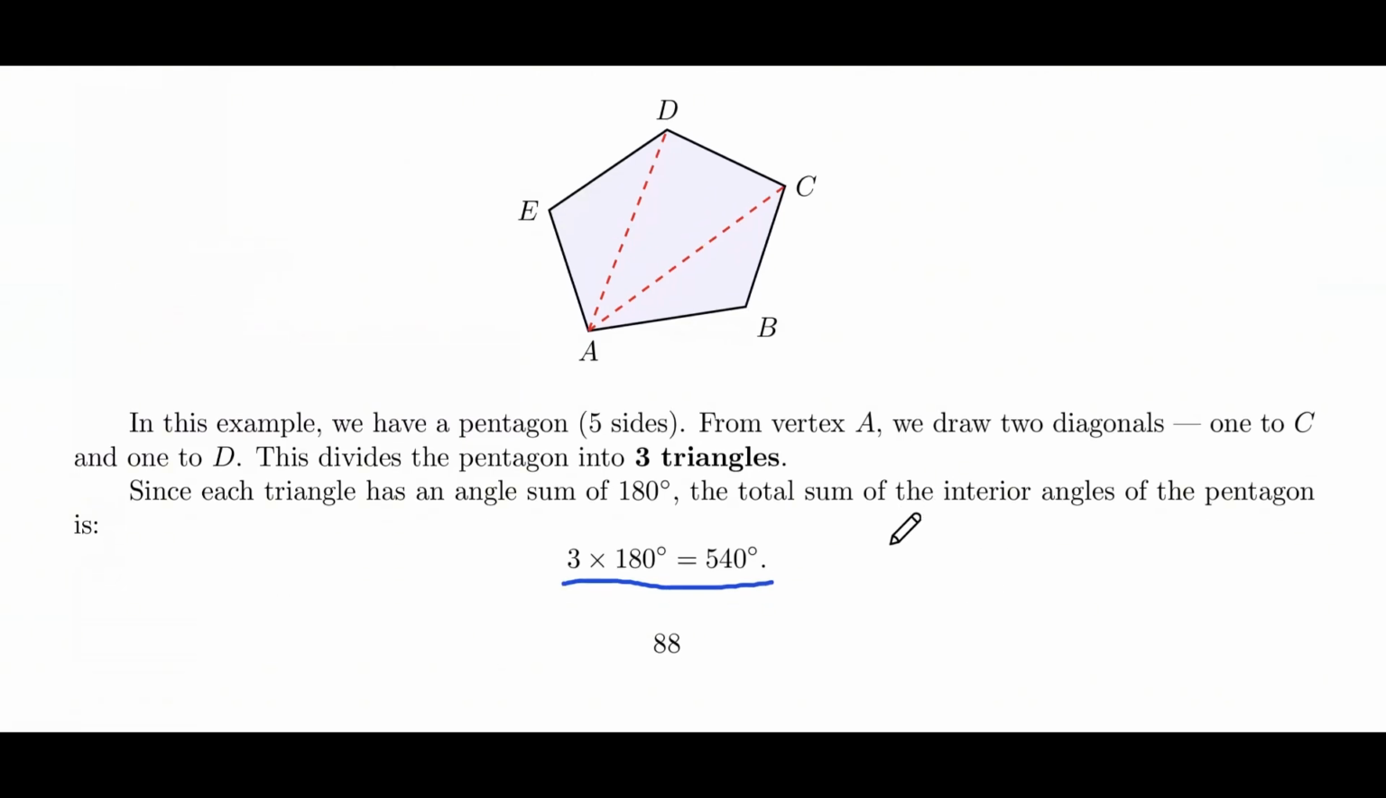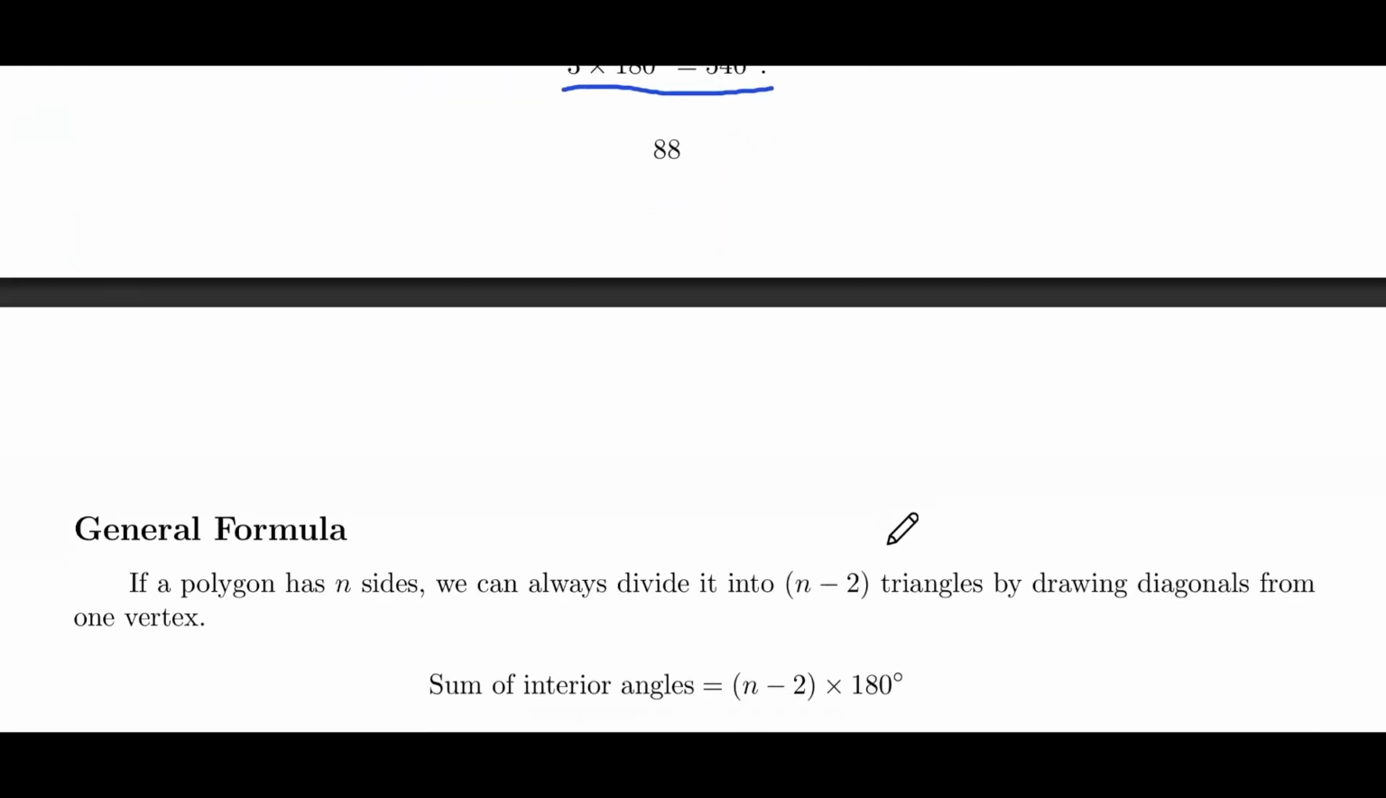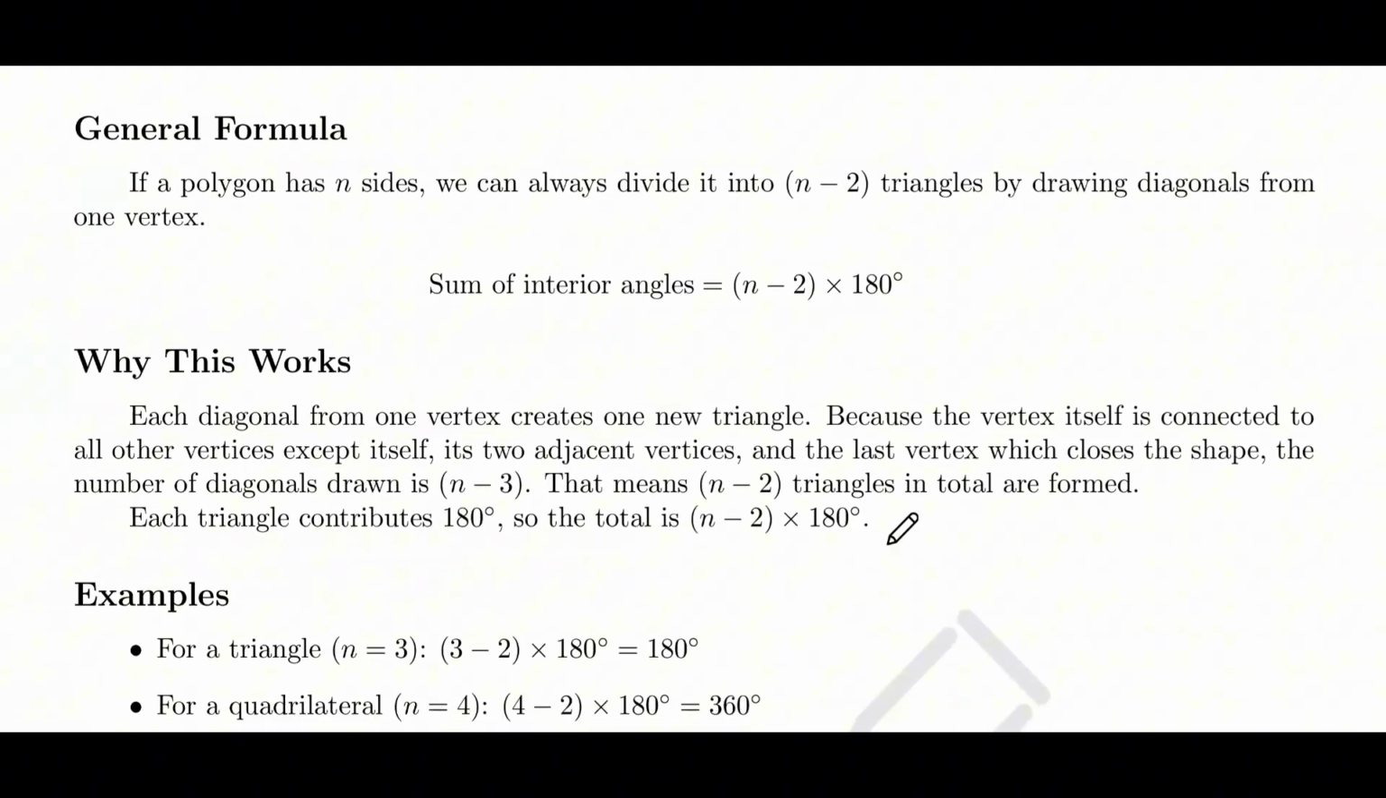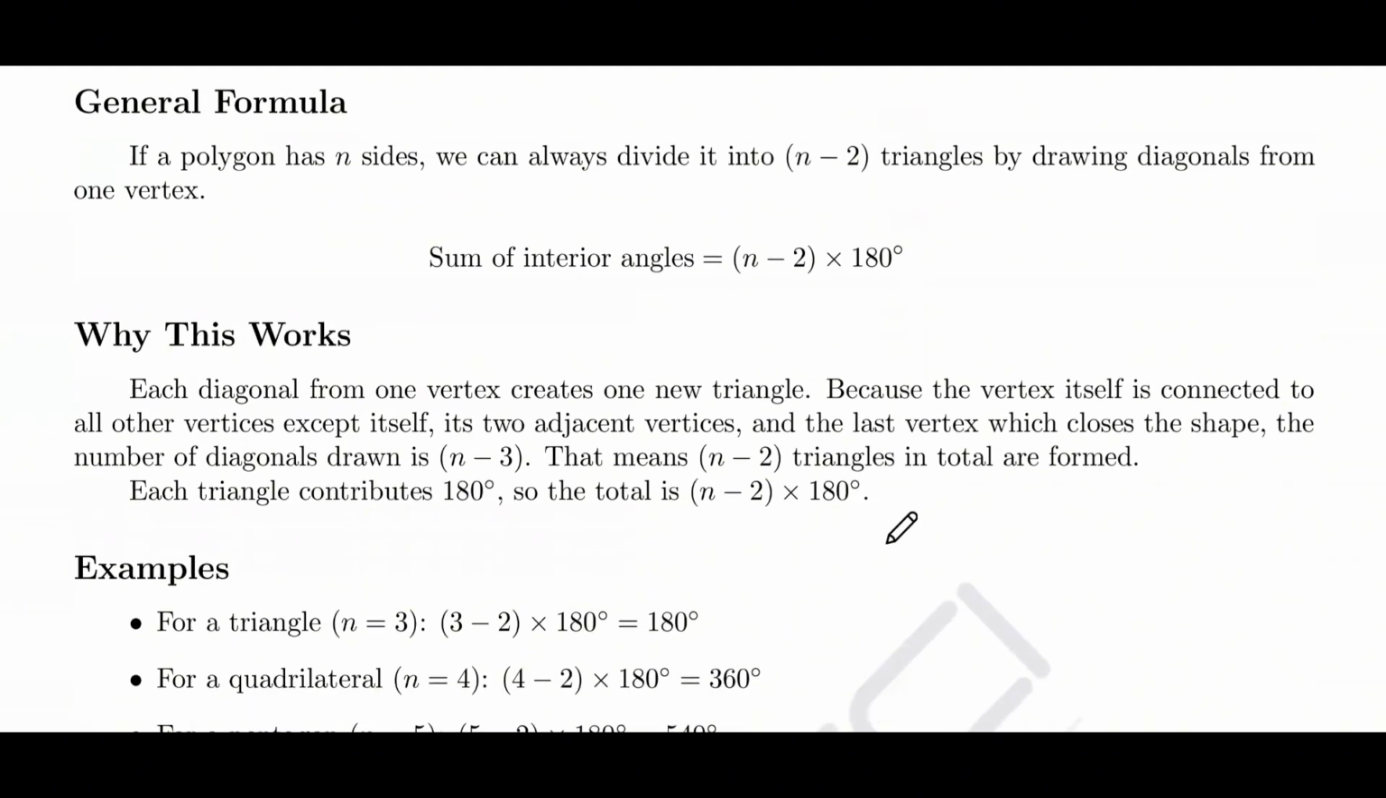We can apply this idea to any polygon. If a polygon has n sides, you can always divide it into n-2 triangles by drawing diagonals from one vertex. So, the total sum of the interior angles is (n-2) times 180 degrees.